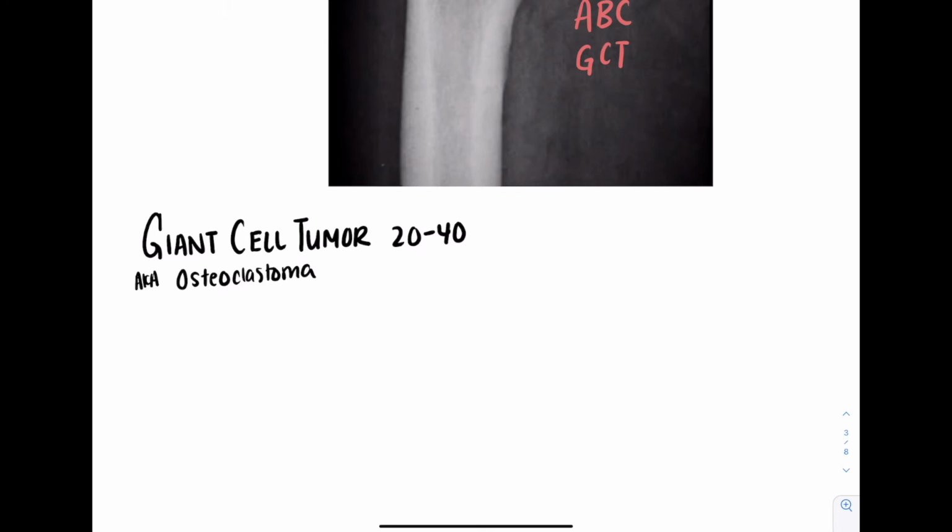So, GCT, osteoclastoma, some of the main things that we're going to think about: 20 to 40 years old, it can be quasi-malignant, meaning that 80% of the time it is benign, but 20% of the time it could be a malignancy. You can't tell on a radiograph whether it's malignant or not. It loves to go subarticular. So subarticular starts in the metaphysis.